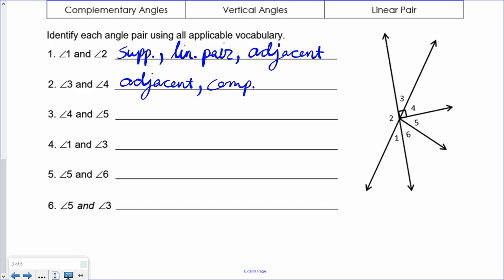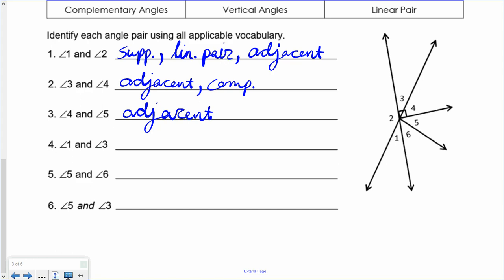Okay? All right, what about 4 and 5? Yes, they are adjacent. 4 and 5 are adjacent. Anything else? Can you say that 4 and 5 are supplementary? No. Which also rules out linear pair. If they're not supplementary, they can't be a linear pair. So we can cross those out.